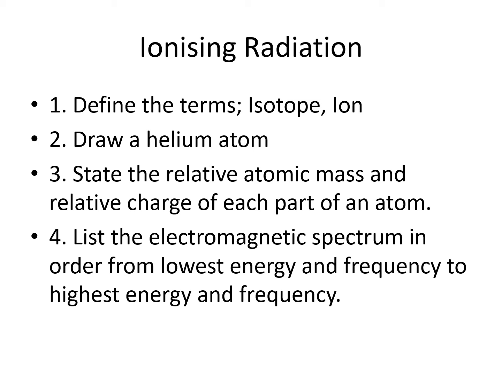State the relative atomic mass and relative charge for each part of the atom. Well, first of all, relative atomic mass of protons is 1. Relative atomic mass of neutrons is 1. And relative atomic mass of electrons is 1 over 2,000. So it's very small. You need 2,000 electrons to get the same mass as a proton. And the charge for protons is +1, for an electron is -1, and for a neutron it is 0.